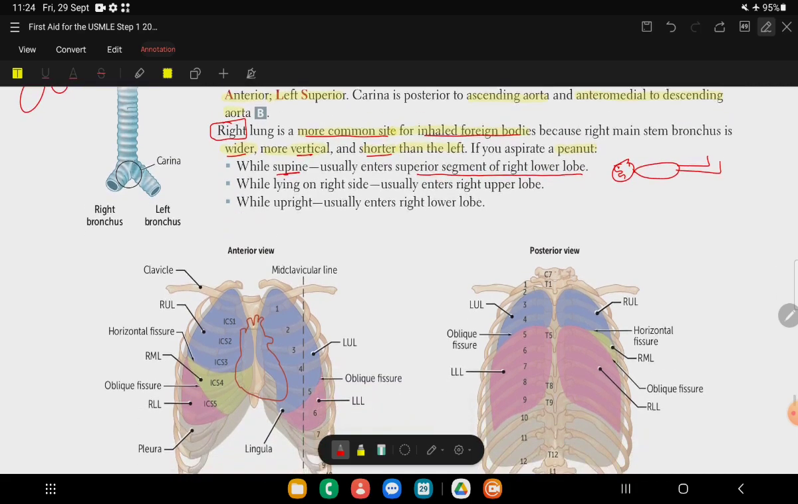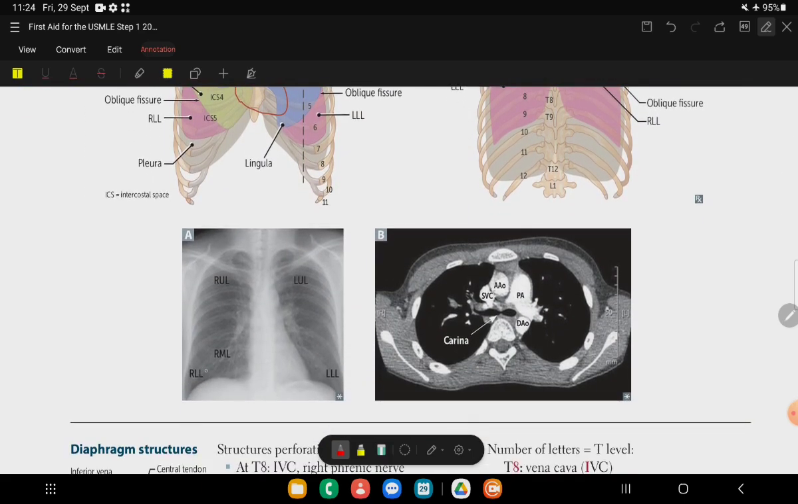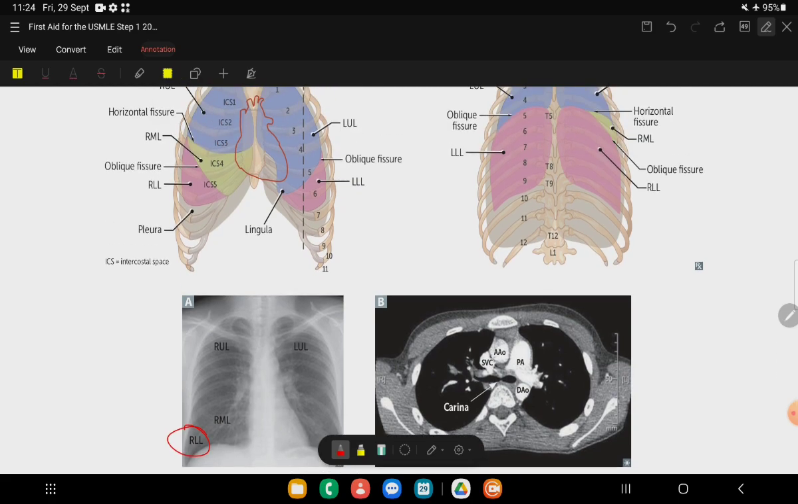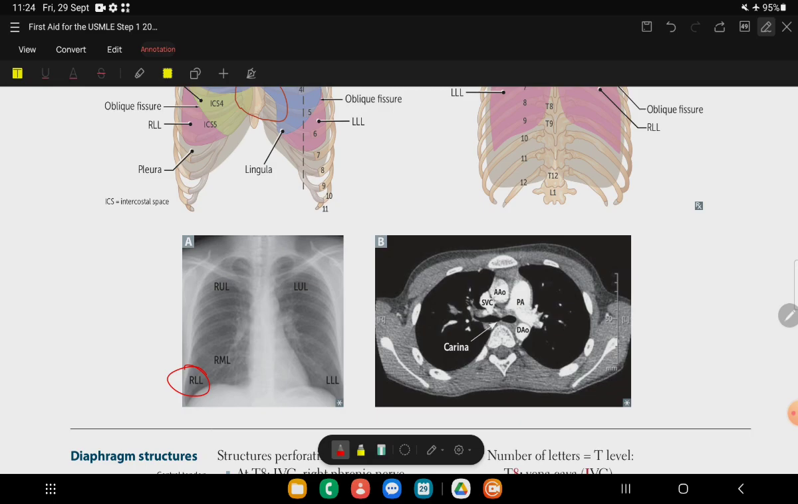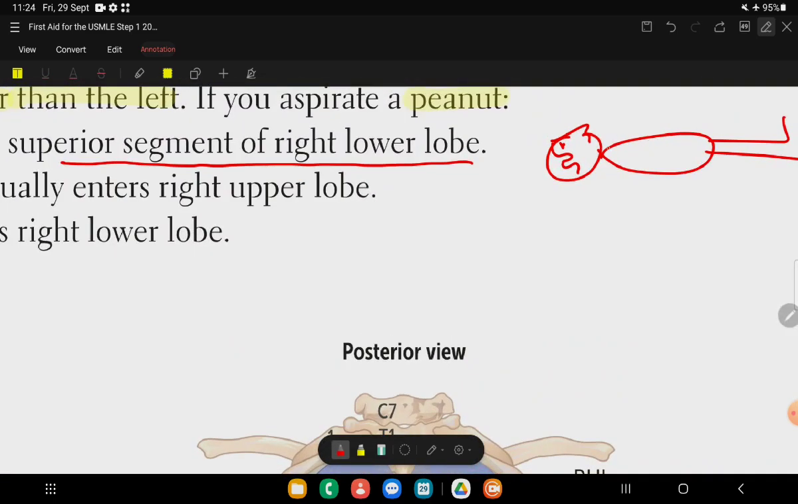Superior segment of the right lower lobe. I think it's given, yes, right lower lobe. So you can just correlate: right lower lobe, superior segment. We can say it is something like this part, the right side superior segment.